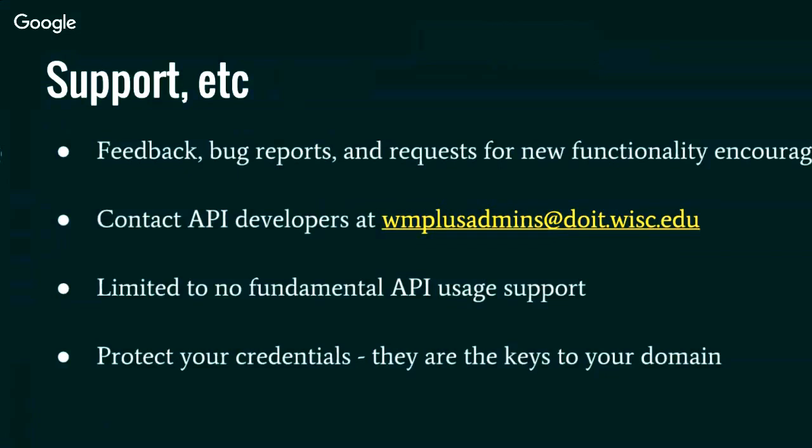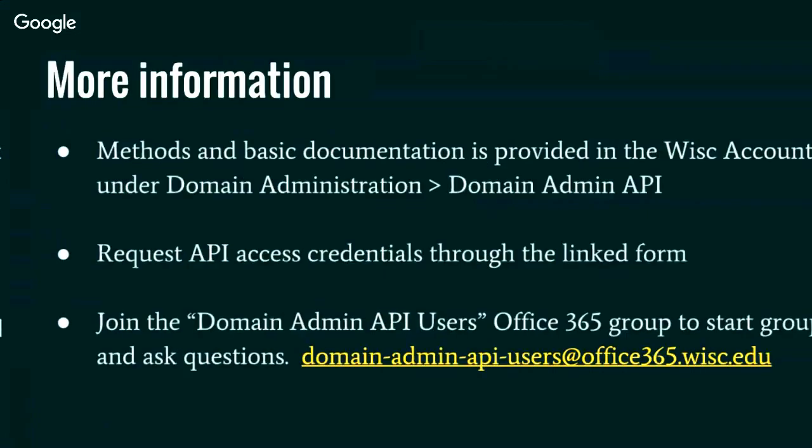And just a reminder, as always, to protect your credentials. In this case, your credentials to the domain admin API are capable of deleting all your users or whatever is available to the API. So protect those credentials since they're the keys to your domains. Again, more information, you can find the basic documentation in the Whisk account admin site under domain administration under the domain admin API heading. To request API access credentials, there's a form linked from that same page. Fill out that form. We'll get back to you within a day or two via email.